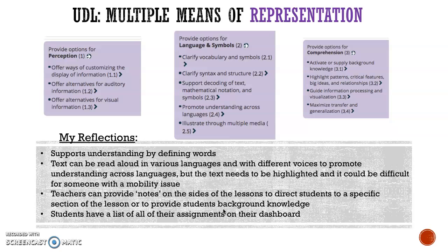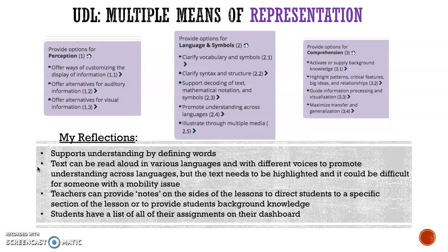As far as multiple means of representation, there are some of the accommodations that I showed you and were listed in the accessibility handbook. So the first one, there are supports for defining words. Students can highlight the word. It will give them a definition. Students can also have the text be translated and read aloud in various different languages, and they can pick the voice that someone reads it to them in.